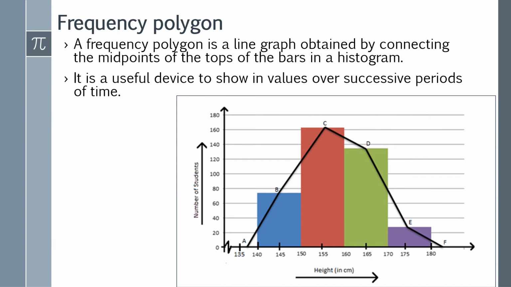Okay, so the next one is your frequency polygon. Your frequency polygon is a line graph, no? It's basically a line graph obtained by connecting the midpoints, take note of that word, midpoints, of the top of the bars of the histogram. So in creating your frequency polygon, dapat ay gumawa muna tayo ng histogram or a bar graph. Okay, so your frequency polygon is also a useful device to show the values over successive periods.